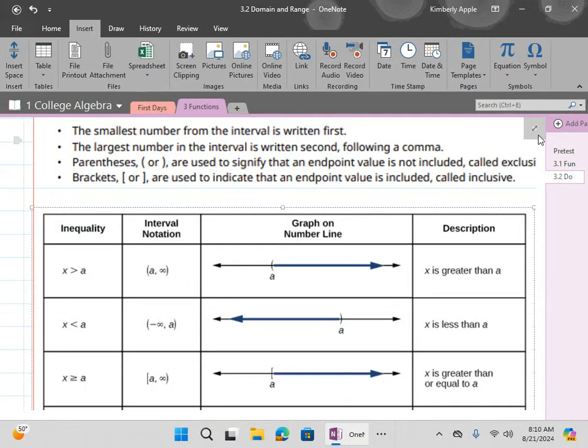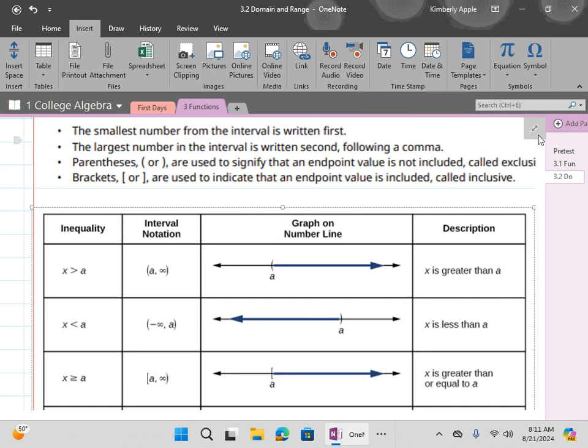Same thing in a number line, you have the number A, the parentheses or open circle, and then extending indefinitely to the right, which is positive infinity. And then this in words, X is greater than A. So if we were to include A, it'd be X is greater than or equal to A. That would be a closed circle or a hard bracket.